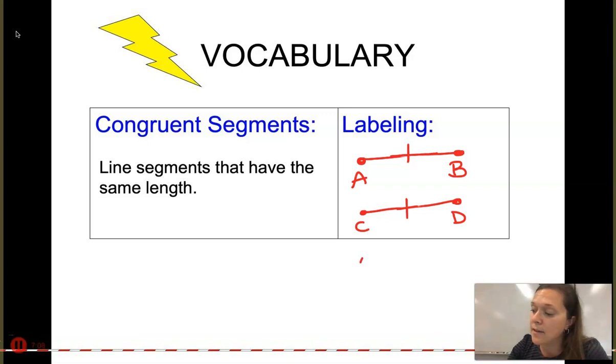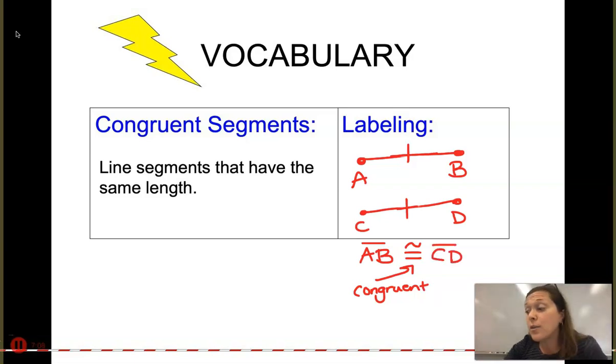Another way to write this out is we could say that line segment AB is congruent, that's our symbol for congruent right there, to line segment CD, which also means that the length of AB is equal to the length of CD. Those are different ways to write it out.